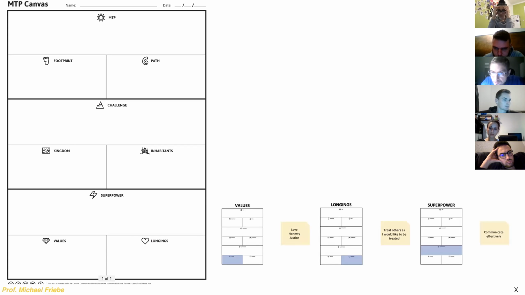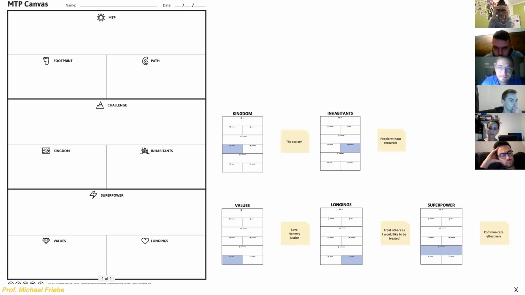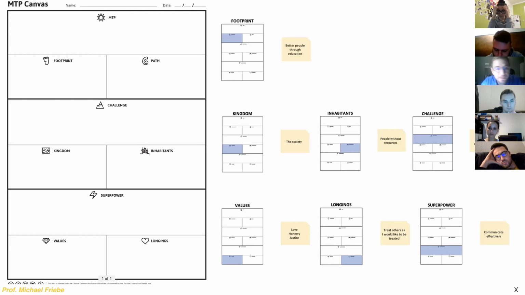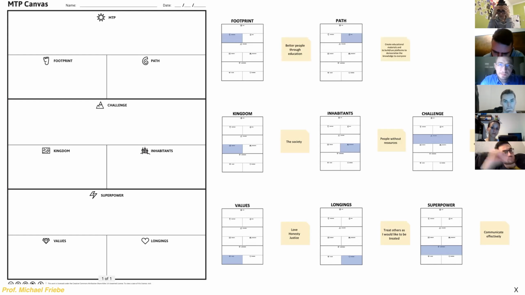Superpower, I'm definitely a very good, effective communicator. My kingdom is a society. That's maybe a little far-fetched. The inhabitants are people without resources. This is poor people, for example. I cannot actually read the challenge because you are covering that. Can anybody tell me what it says with challenge? Equal opportunities. Okay, equal opportunities. Then my footprint is to have better people through education, etc., etc.